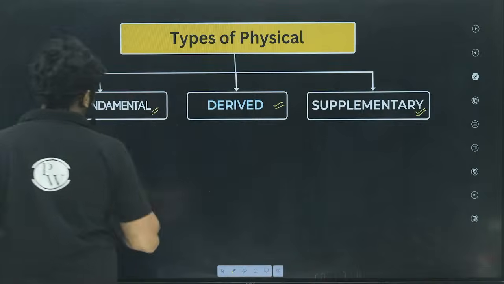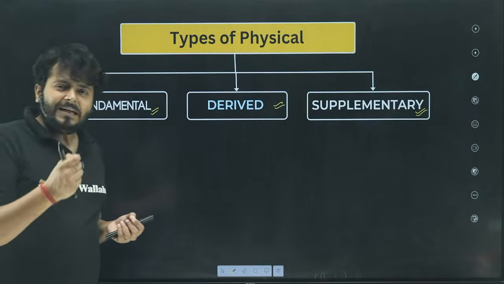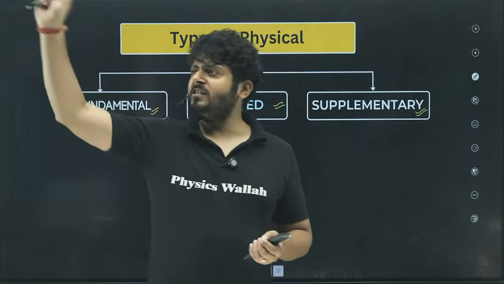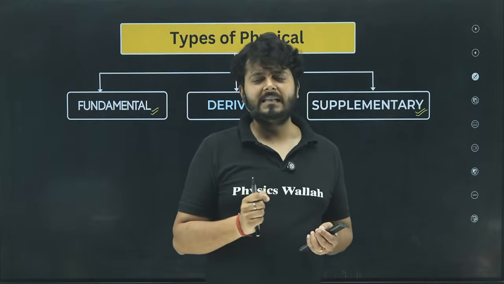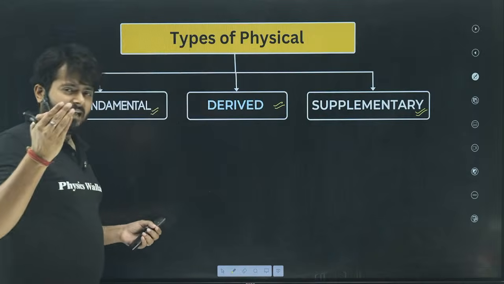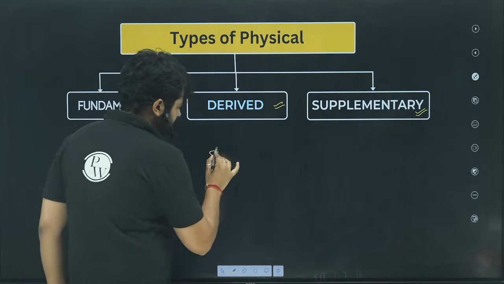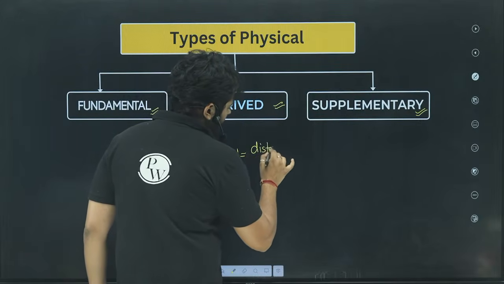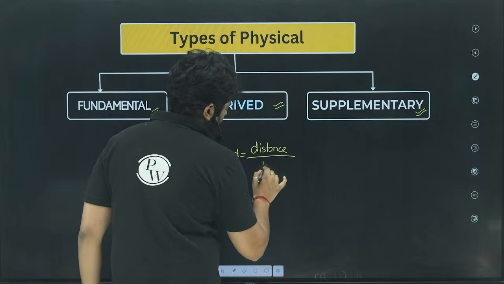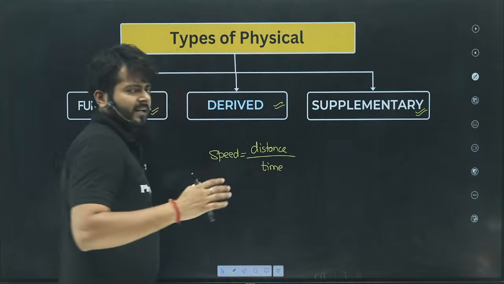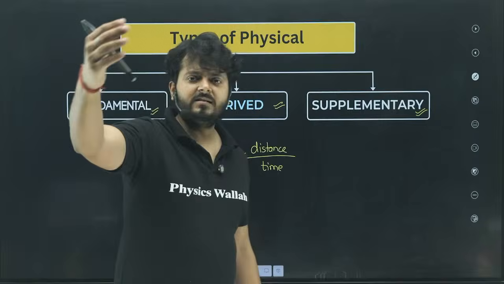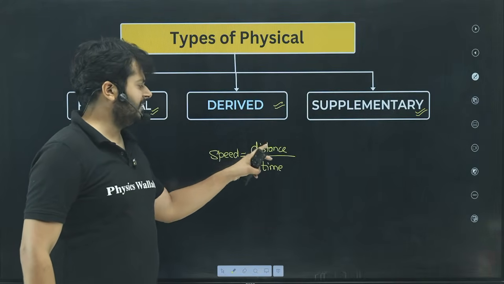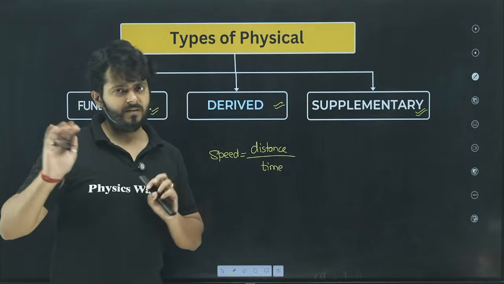What is a fundamental quantity, my dear kids? The fundamental quantity is something that you have to measure directly. You cannot measure something else and calculate that quantity. For example, you know from grade 9 that speed is distance upon time. So 100 meters in 10 seconds, speed will be 100 upon 10 or 10 meter per second.